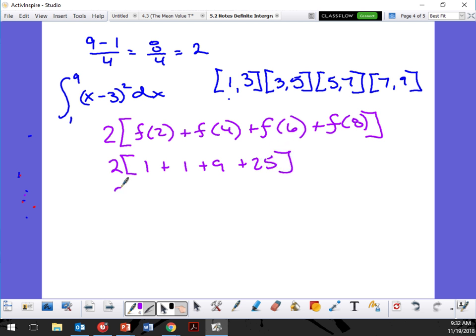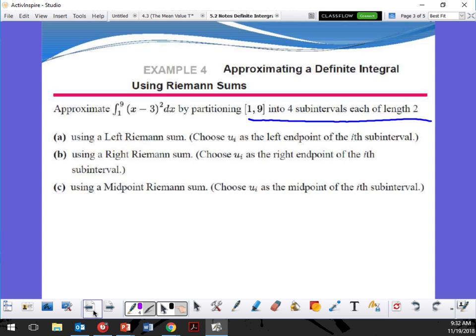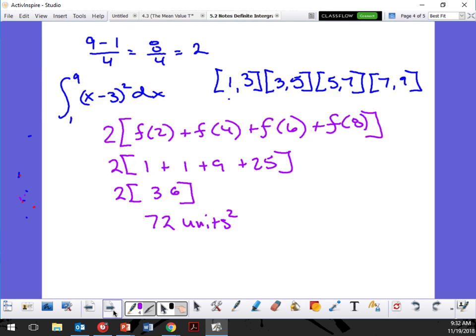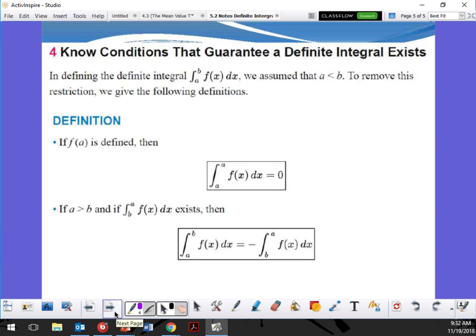So it's going to be 2 times, is that 37? Is that what it is? 36. Okay, yeah, 36. I counted that one twice. All right, 36, so it gets 72 units squared. Okay, not too bad, right? It wasn't bad at all. Basic math. I messed up a lot of that.